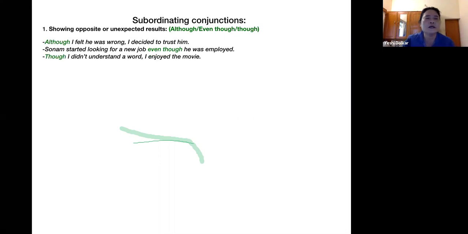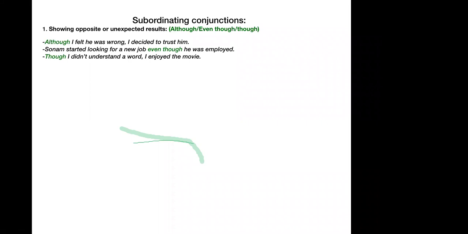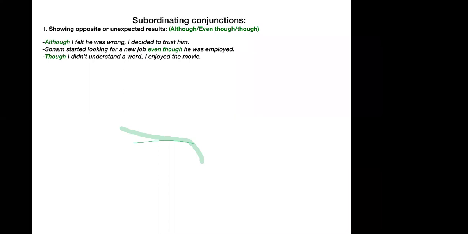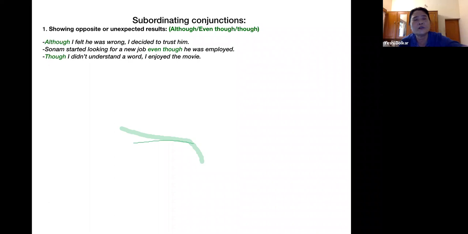Okay. Though I didn't understand a word, I enjoyed the movie. Again, ideas are opposite. If you don't understand, normally you would not enjoy. Though I didn't understand the word, I enjoyed the movie. All right. So although, even though, when do you use them? You want to use them when you want to talk about an unexpected result. All right. Something the results are opposite. So this is the use of although, even though, though. Okay. All right. Can you make a sentence?